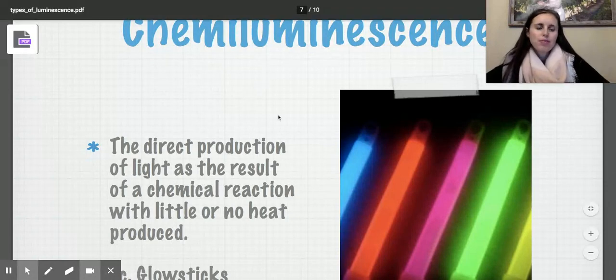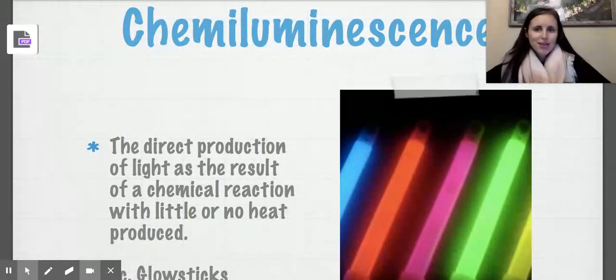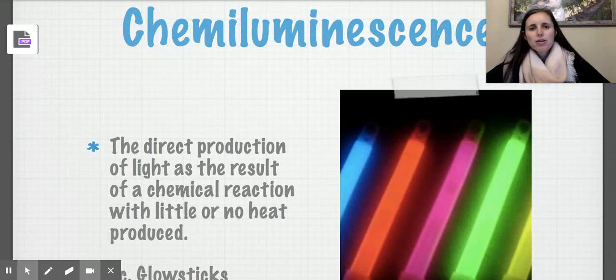Chemiluminescence, this is probably my favorite. Chemistry plug, love it, right? So chemiluminescence is the direct production of light as a result of a chemical reaction with little or no heat. So this is different than incandescence. Incandescence, some of them can use chemical reactions. Here it's a chemical reaction, but there's little to no heat being produced.